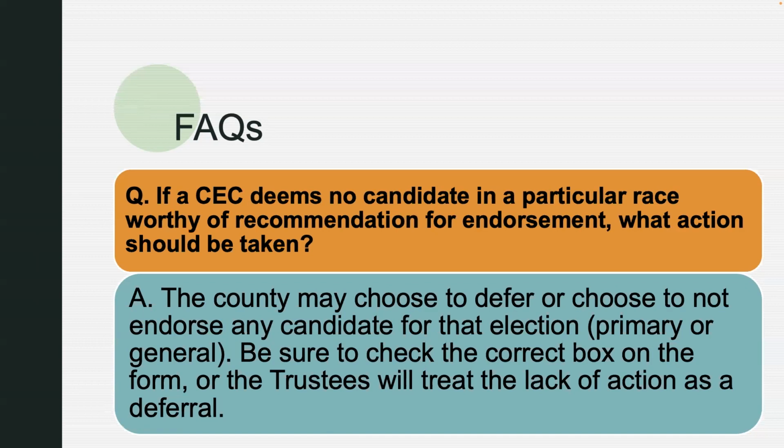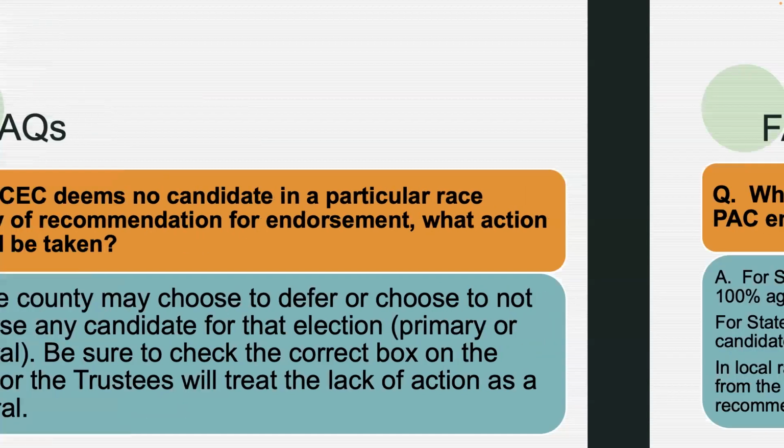Just be sure to check the correct box on that form. If there is no box checked or nothing has been identified, the trustees may treat that lack of action as simply a deferral and not identify it as, oh, this county wants us not to make an endorsement decision on this race. So just make sure to clarify that on the appropriate form.